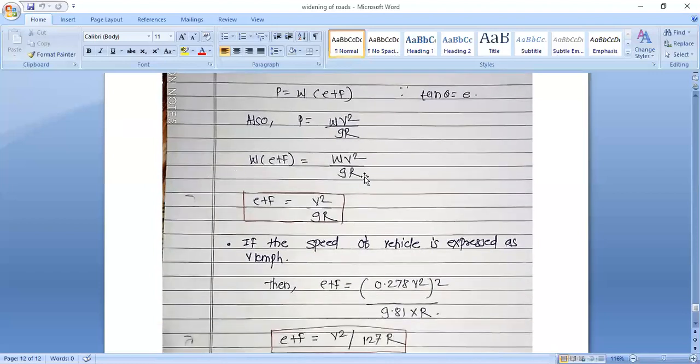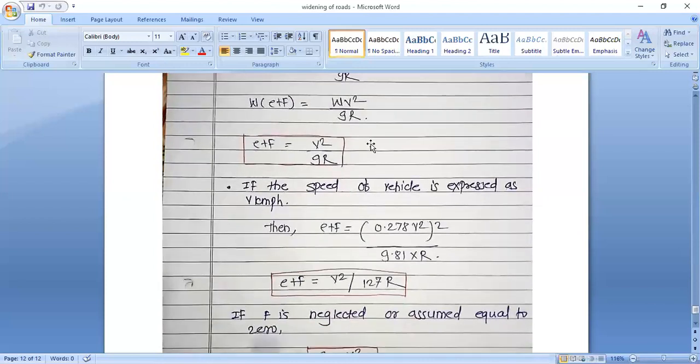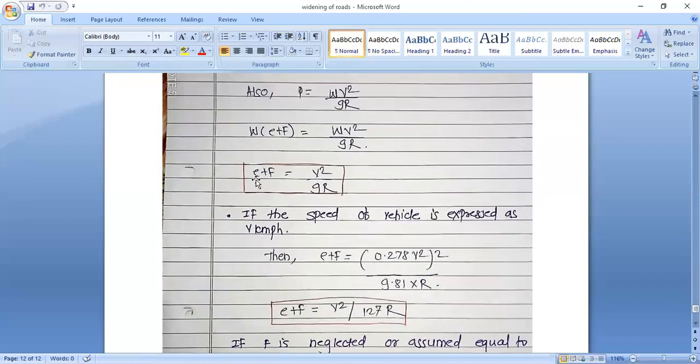Now, from these two sides, left and right side, W gets cancelled, and the term remaining is E plus F is equal to V square upon G into R. Now see, this is the equation of super elevation: E plus F is equal to V square upon G into R. Hope you all get how to calculate the super elevation.